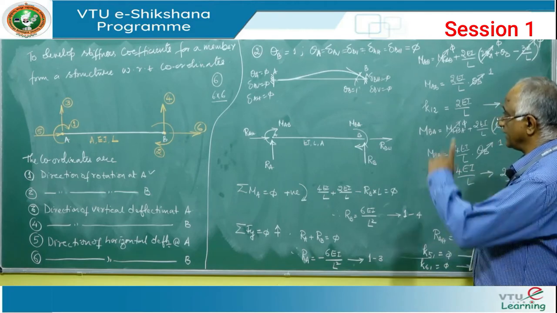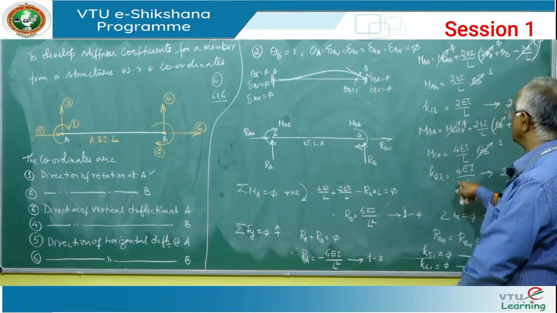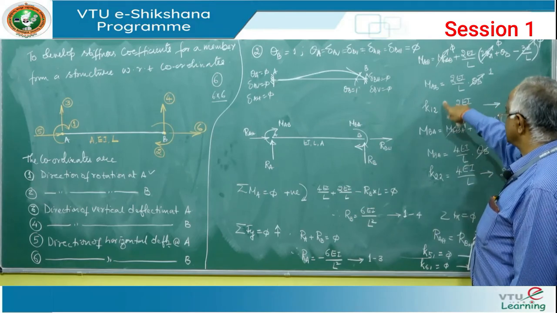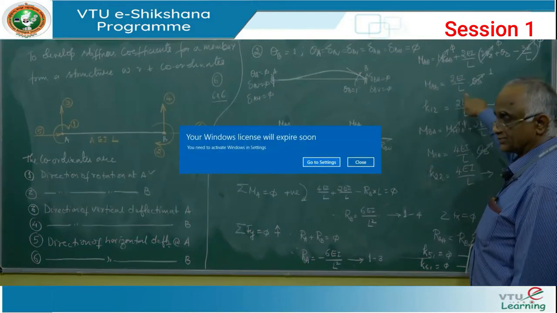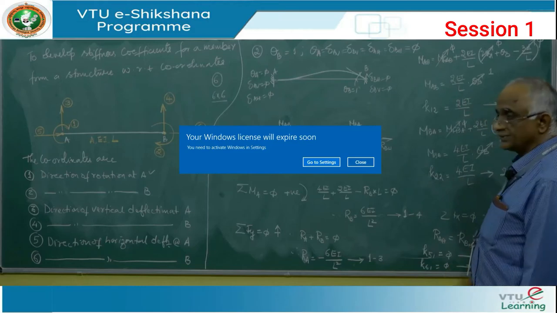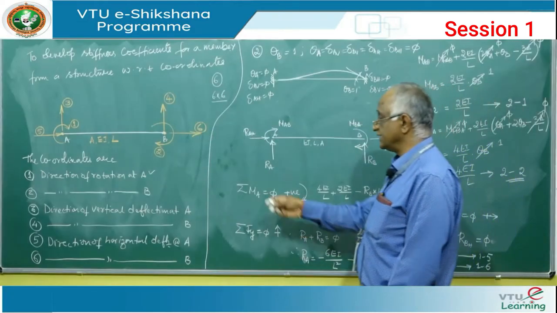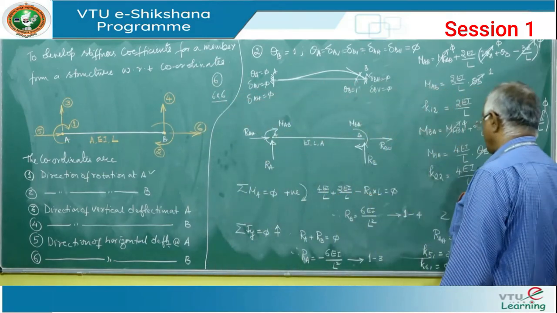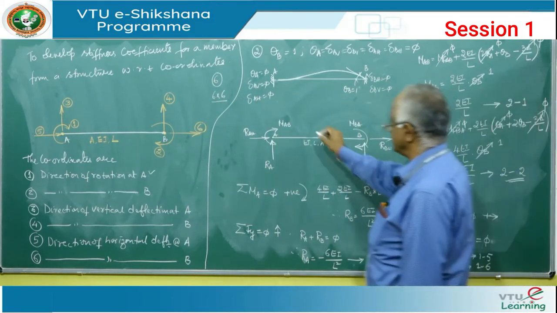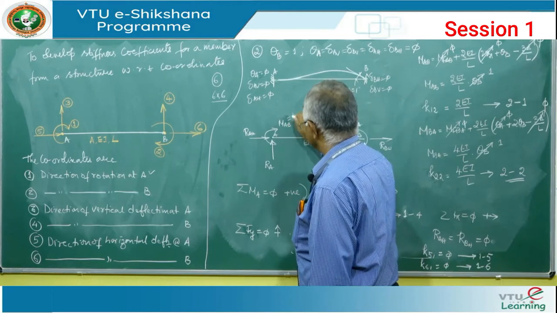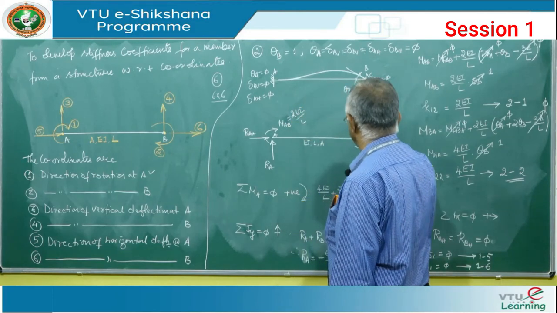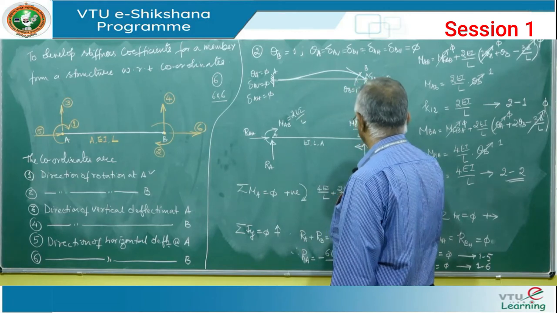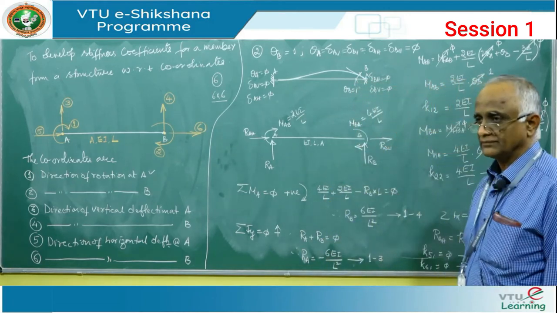You can observe now your K11 is 4EI by L and K22 is 4EI by L, whereas K12 equal to K21, it is 2EI by L. Half of it is transferred to the other end. So near end is here, it is B, the far end is A. The same thing you can put here now in the figure. This is 2EI by L, MAB, whereas MBA is 4EI by L.